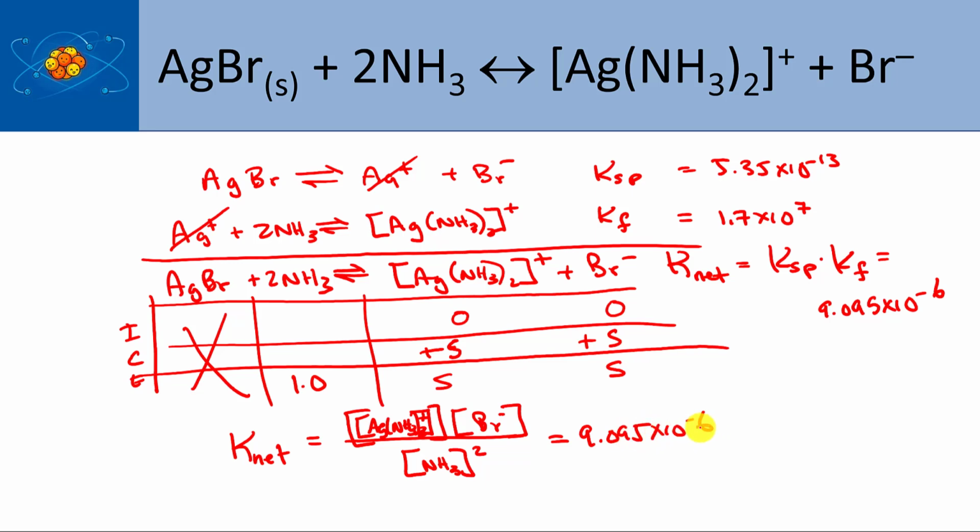And then I can just plug in. This is going to be S squared over 1 squared, actually. And so S ends up being, plugging in S and S, and then 1.0 for this one, S ends up being 3.0 times 10 to the minus 3rd molar. So in the presence of 1 molar ammonia, silver bromide, right, has a solubility of 3 times 10 to the minus 3 molarity.